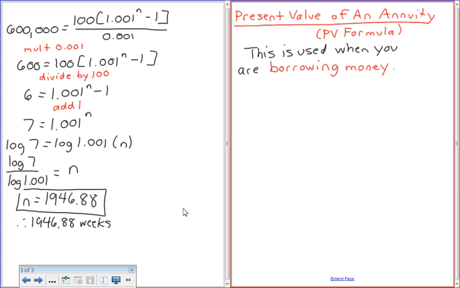We're going to say, well, here's the equation, the PV formula. By the way, you do have to memorize all these equations, and I'll give you the list of them today. Right now, the PV formula is this one: PV equals R, 1 minus (1 plus i) to the negative n, all over i.